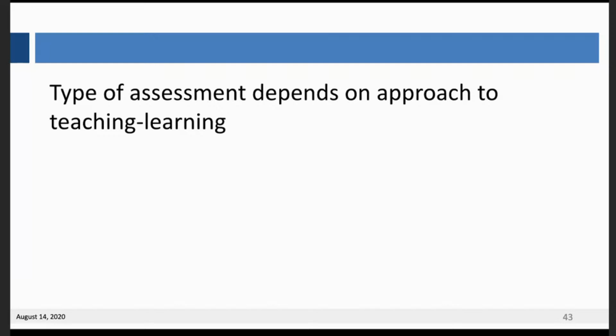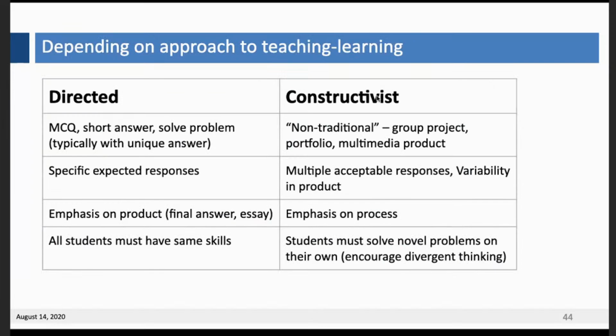So majorly, depending on the approach, most commonly there are two approaches: the directed approach and the constructivist approach. Depending on the approach of teaching and learning, we can decide the type of assessment. For directed approaches, the major information transmission takes place. So you can have multiple choice questions, short answers, or solving certain problems, most commonly with unique answers. Then you can expect specific responses from students.